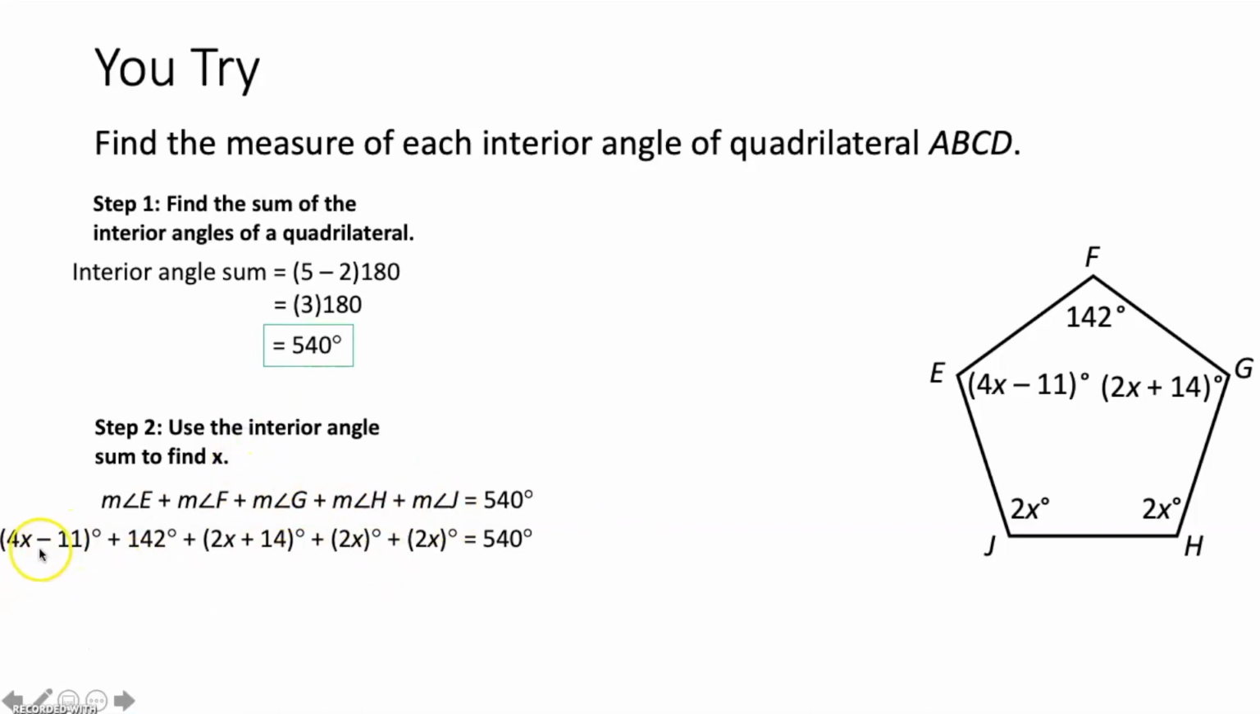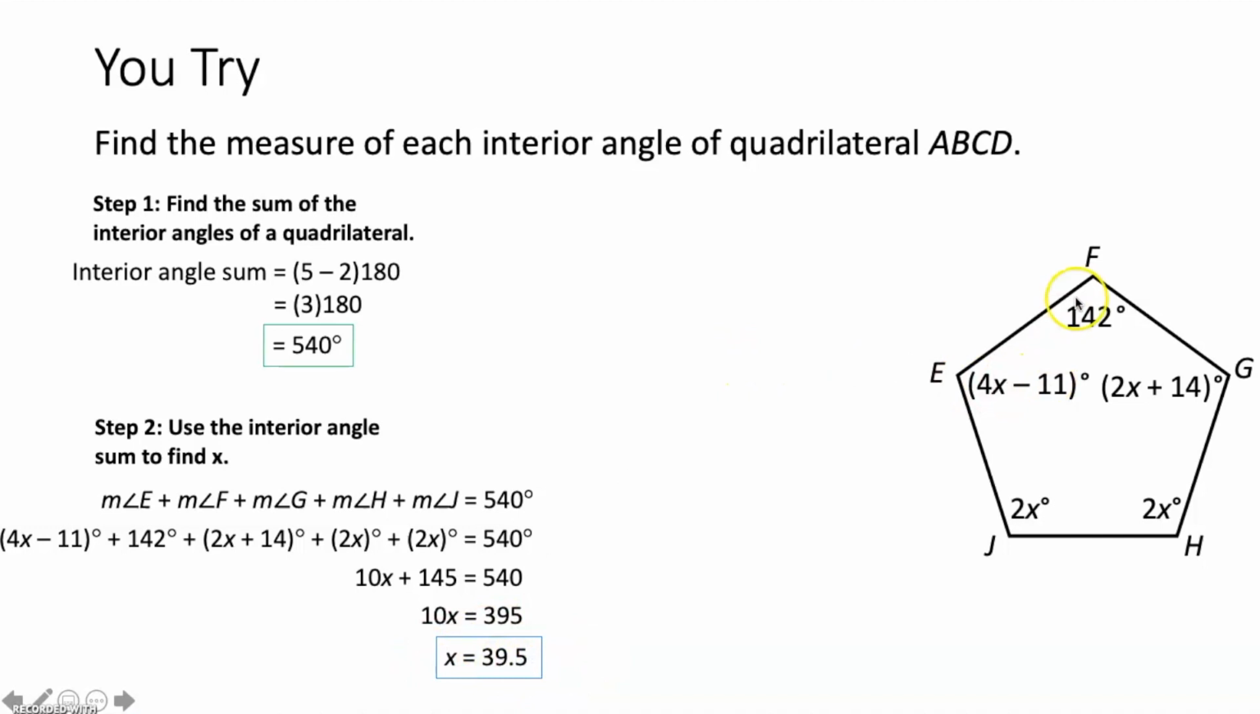So to simplify, I combine like terms. 4x plus 2x plus 2x plus 2x gives me 10x. Negative 11 plus 142 plus 14 gives me 145. I then subtract 145 on both sides of the equation, divide both sides by 10, and I get x is equal to 39.5. That's not what I'm trying to find though.